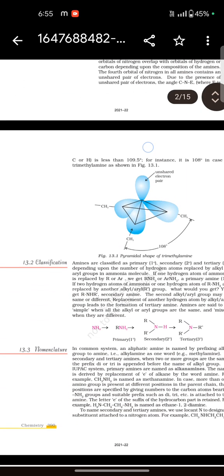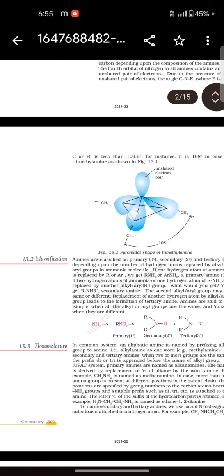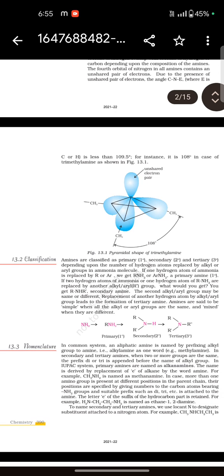Classification of amines. Amines are classified as primary (1 degree), secondary (2 degree), and tertiary (3 degree) depending upon the number of hydrogen atoms replaced by alkyl or aryl groups in ammonia molecules. If one hydrogen atom of ammonia is replaced by R or Ar, we get RNH2 or ArNH2, a primary amine.